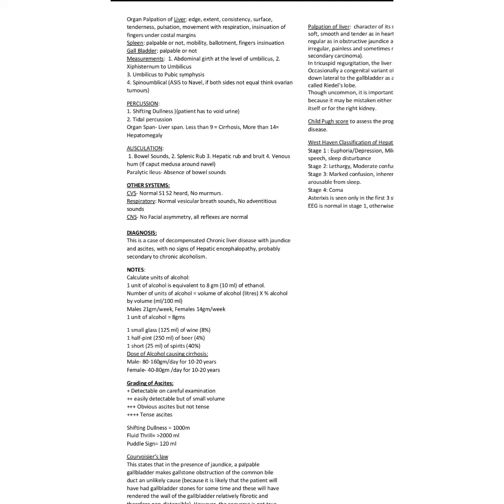Then you need to know the units of alcohol. 1 unit of alcohol is equivalent to 8 grams or 10 ml of ethanol. So the number of units of alcohol is calculated by the volume of alcohol in liters times the percentage of alcohol by volume. So this is the formula to calculate the number of units of alcohol. Males, it is 21 units per week, and females 14 units per week. It's a safe limit. And then 1 unit of alcohol is equal to 8 grams.